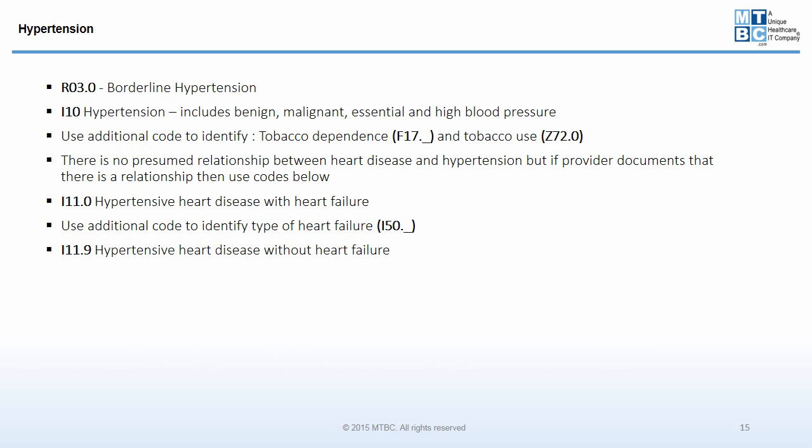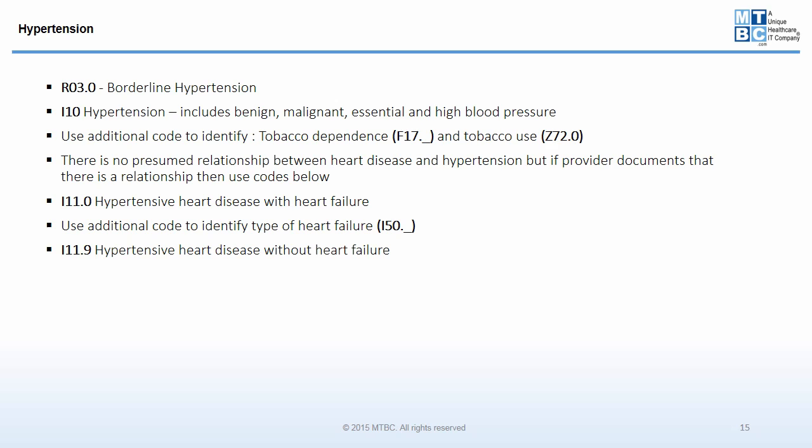Okay, very important: the patient could be borderline hypertension, or have elevated blood pressure, which is different from actually diagnosing the patient with hypertension. Unless we see documentation saying hypertension, right now anything in ICD-10 includes hypertension, period, whether it's benign, malignant, essential, or high blood pressure.